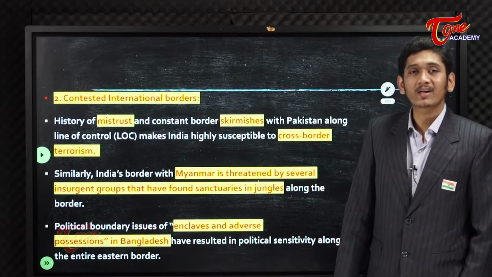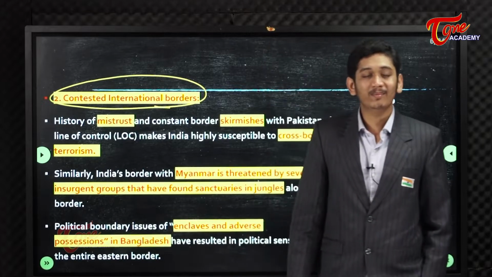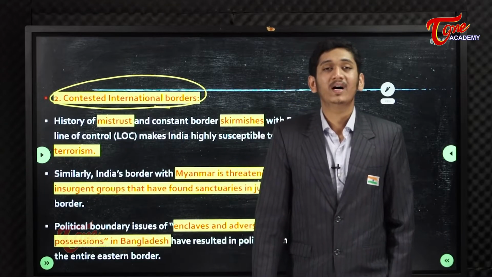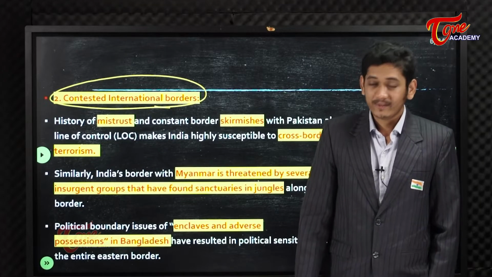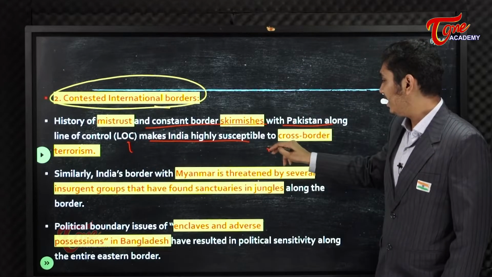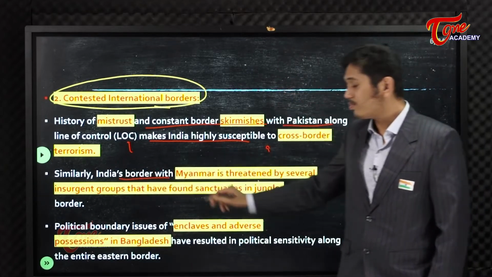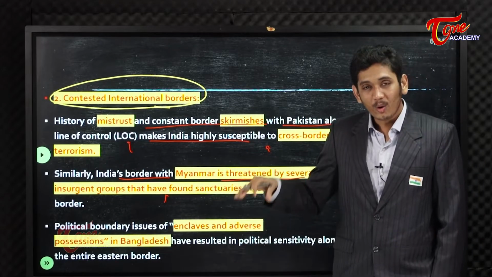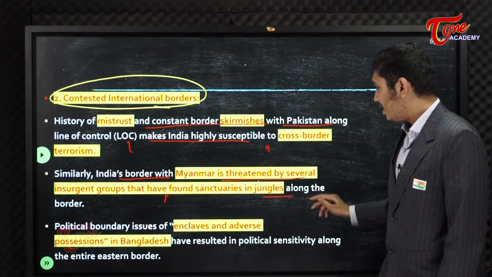Next, we also have contested international borders. That is, our border has not been settled with most of our border countries. One of such borders is the Line of Control, between India and Pakistan. We haven't settled our boundaries, especially in the northern region, with Pakistan. Skirmishes with Pakistan along the Line of Control make India heavily susceptible to cross-border terrorism. Similarly, India's border with Myanmar is threatened by several insurgent groups that have their safe havens in Myanmar's jungles along the border.